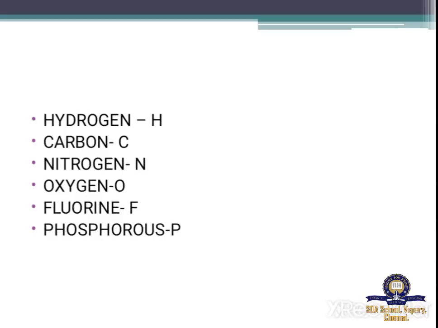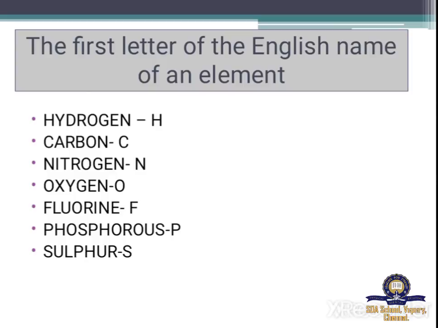Now, among these symbols, what do you think is common? Yes, the symbols are the first letters of the name of these elements. So, this is the first way. The first letter of the English name of an element is assigned as a symbol for some elements, and it should be written in capital letter. Okay.